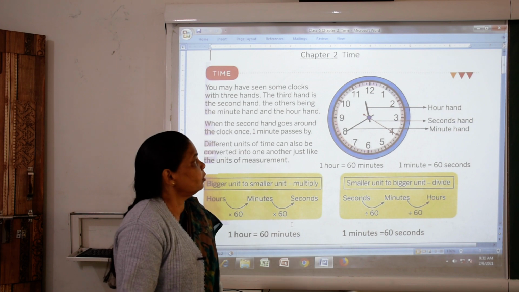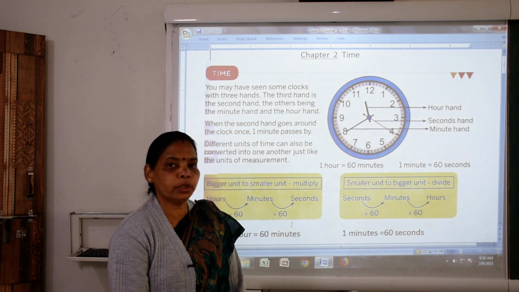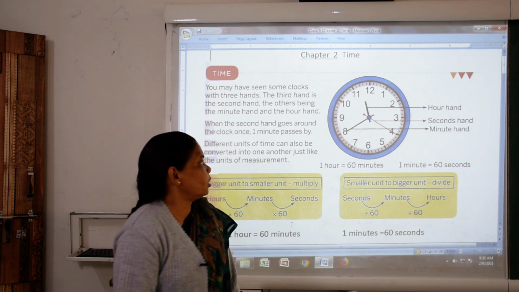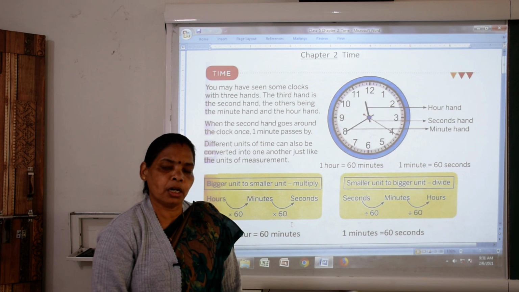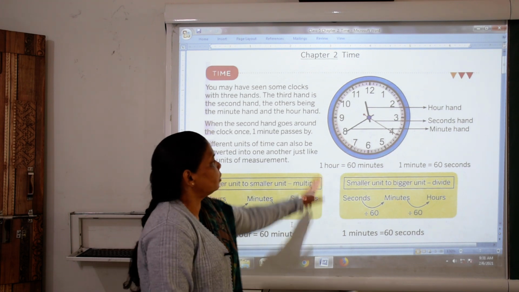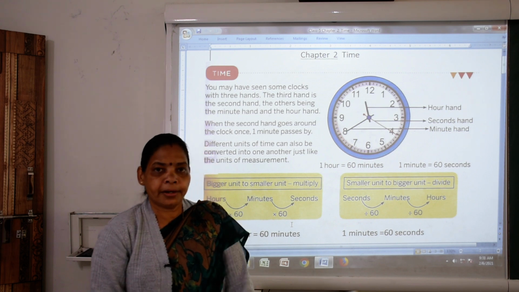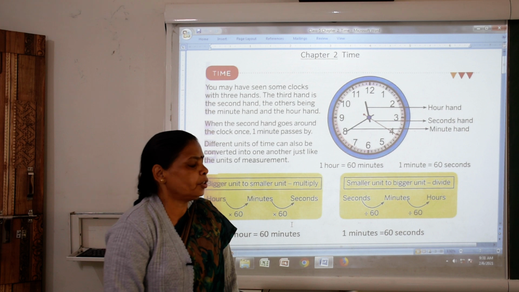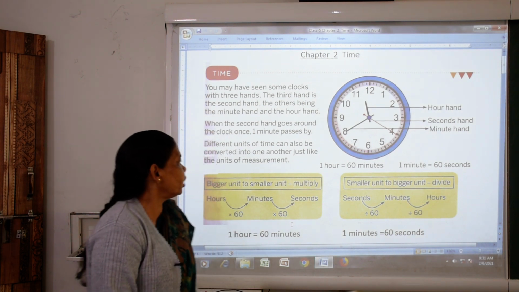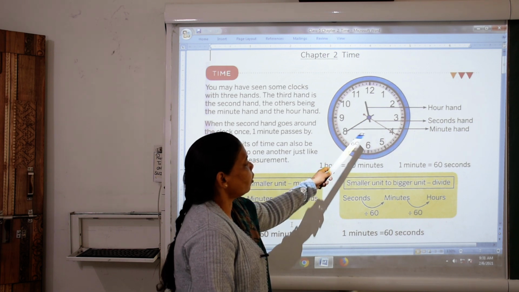Children, you have seen a clock at your home. There are two types of clock. First is the 12-hour clock and second is the 24-hour clock. At your home generally you have the 12-hour clock, and at the railway station and airport you have seen the 24-hour clock. You know there are three hands in the clock.